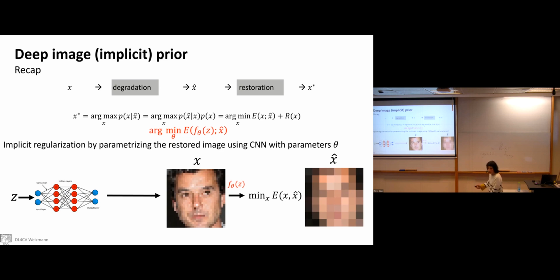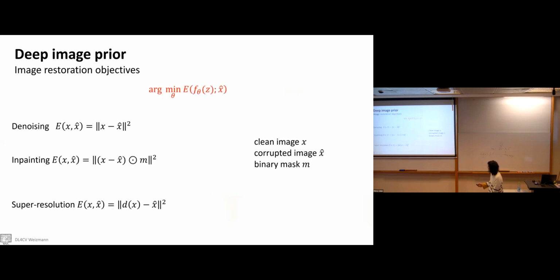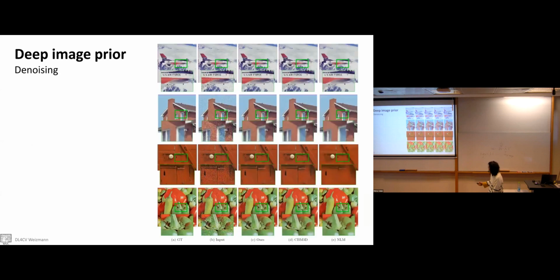I would suggest that we move on because we have a lot of material to cover. So let's see some results. We have the denoising objective, the in-painting objective, which says that the parts which are not missing I would like to stay the same, and the super resolution objective. So this is the denoising idea.